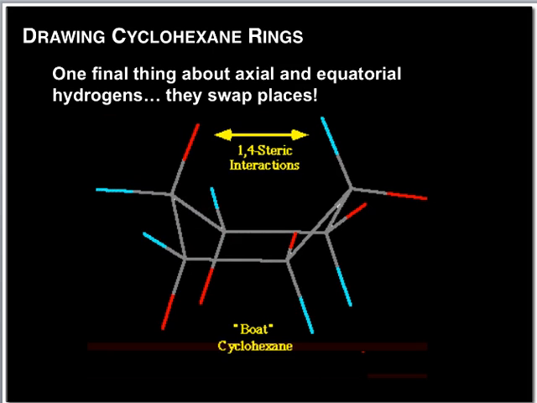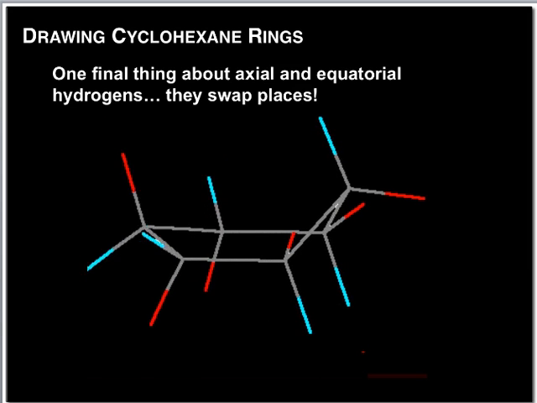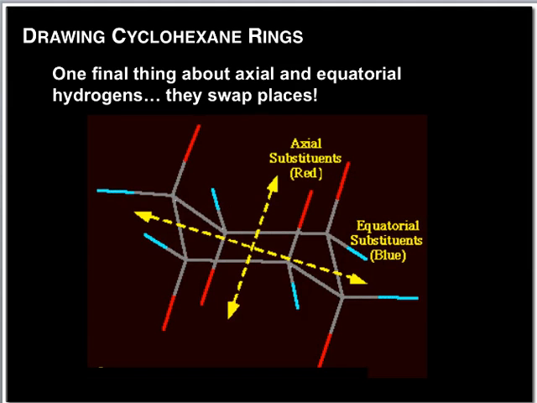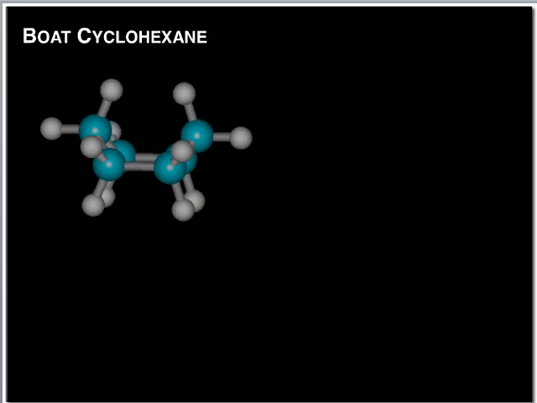Both ends up. This is the boat cyclohexane. All right, we've seen chair. Let's look at boat a little more closely. In our boat cyclohexane, both ends are up. And again, we're taking these two hydrogens here. They're 1-4 to each other on the ring, and we're forcing them together. They're not happy with that, are they?